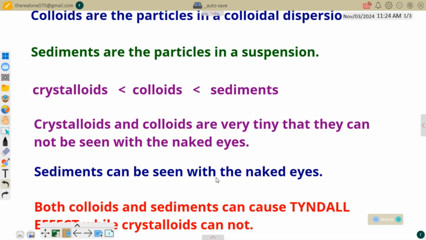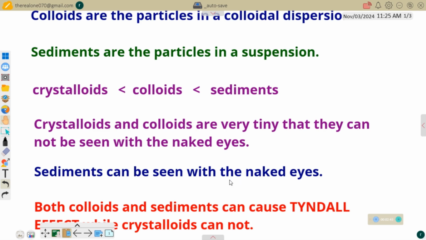Now, in the order of arrangement, crystalloids are the smallest. We can't even see them with our naked eyes. Colloids are bigger than crystalloids, and the biggest is sediment. From here, we have it that crystalloids and colloids are very tiny, that they cannot be seen with the naked eyes, but sediment can be seen with the naked eye. From what I showed before, you will understand that this is true.